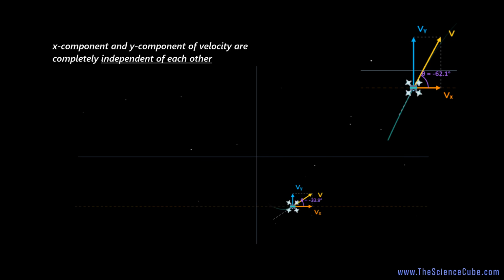What the object does horizontally has absolutely no effect on what it does vertically. They run on completely separate tracks that never interact. This is not just a mathematical convenience. It is a physical fact, and it is what makes every 2D motion problem solvable.